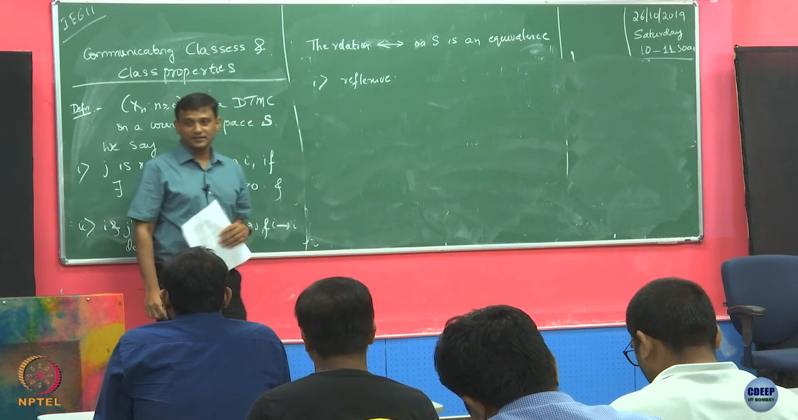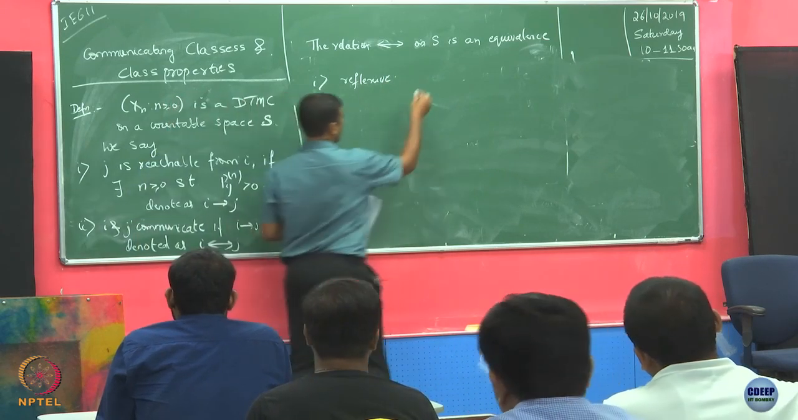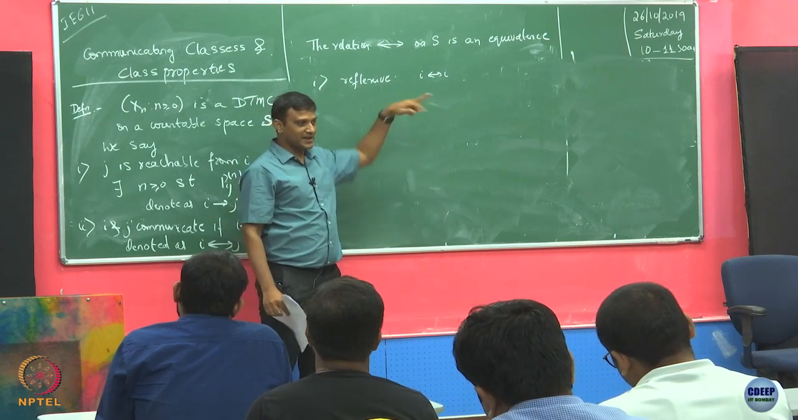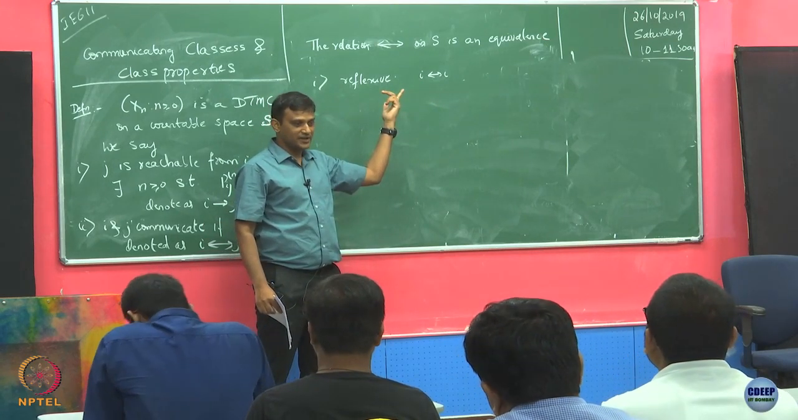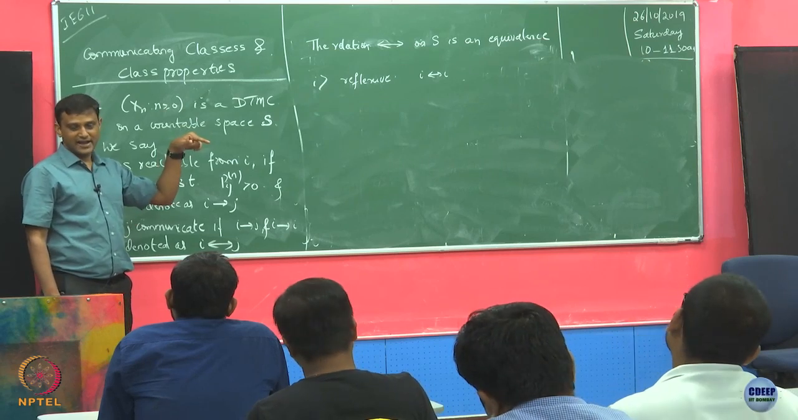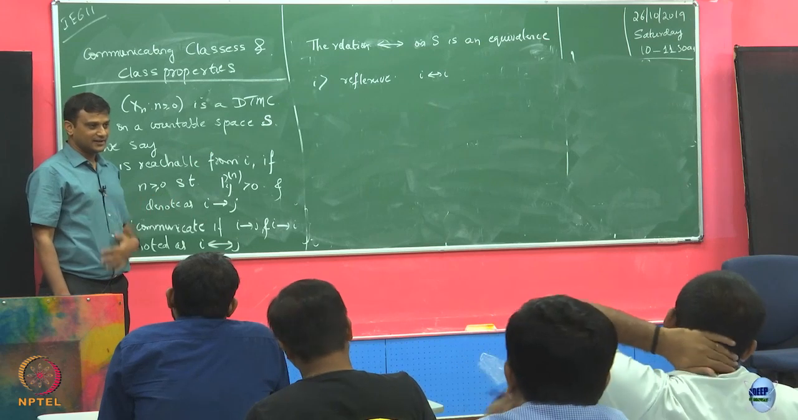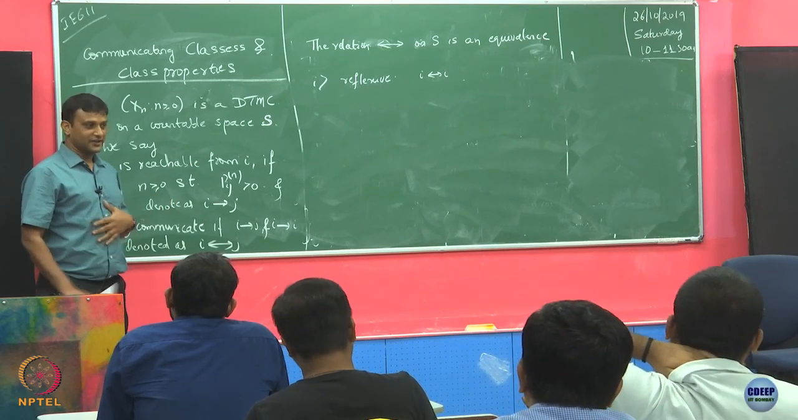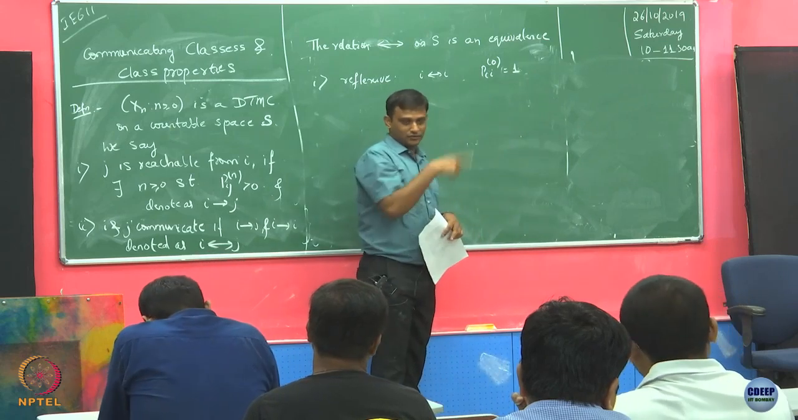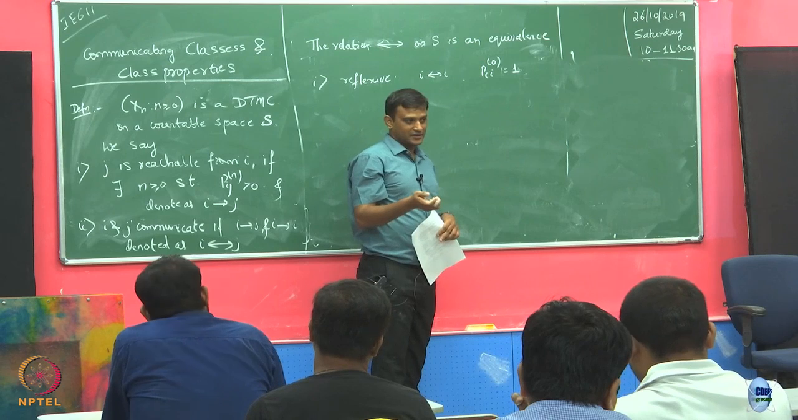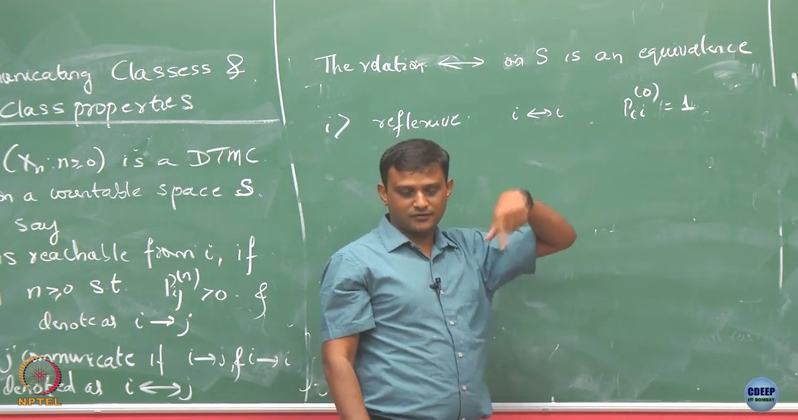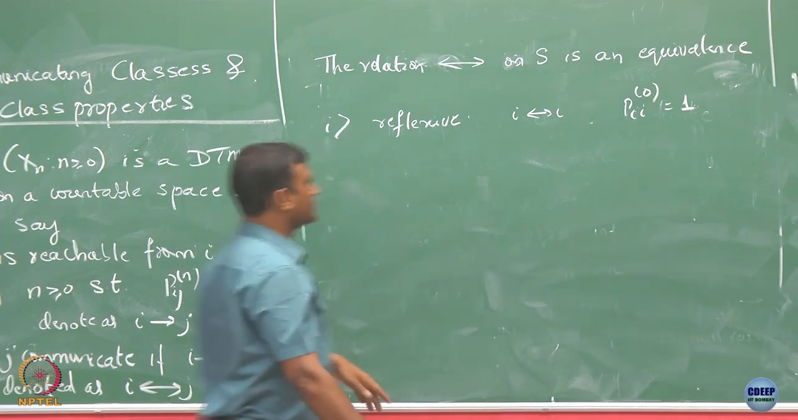So for that, what do I need to check? I going to itself, right? So I need to show that I is reachable from I, and again I is reachable from I. To show that, I need to show there exists some n, n greater than or equal to 0, so that I can go from I to I with positive probability. What is that n? 1 or 0? 0, right? Because P_II^(0) equals 1 by our definition. If you are in I, you are there in 0 time with probability 1. That is the meaning of P_II^(0), that is what we have defined. So with probability 1, if you are in the state, you will be there in the 0th round. So this trivially holds.